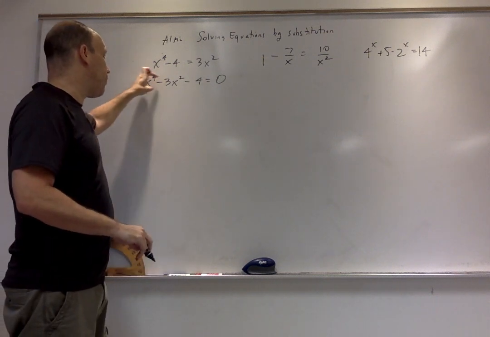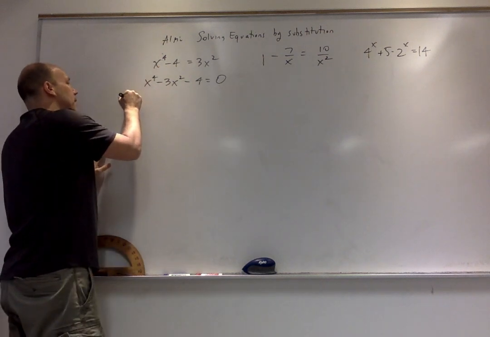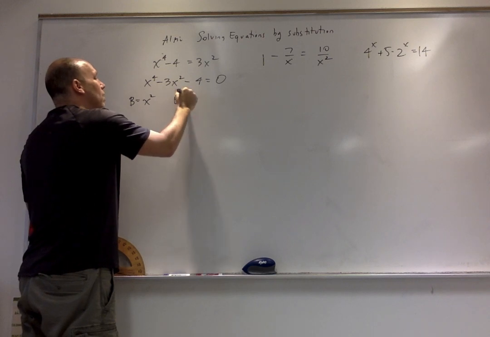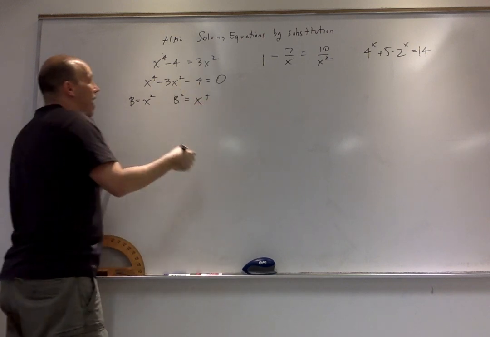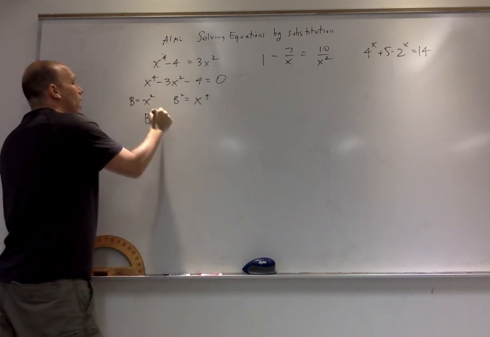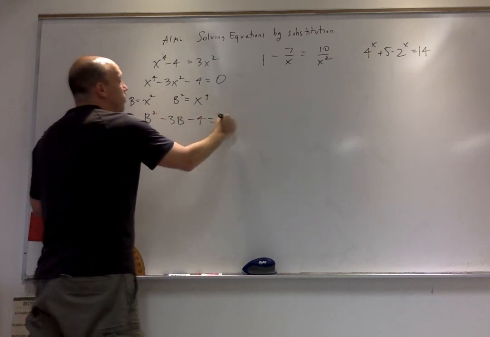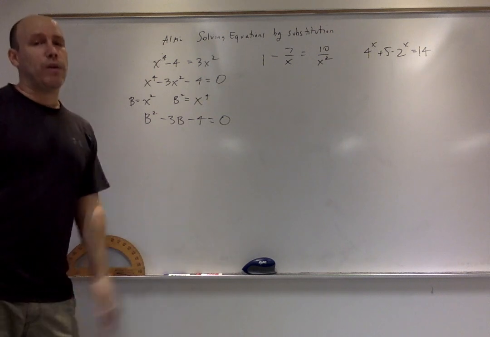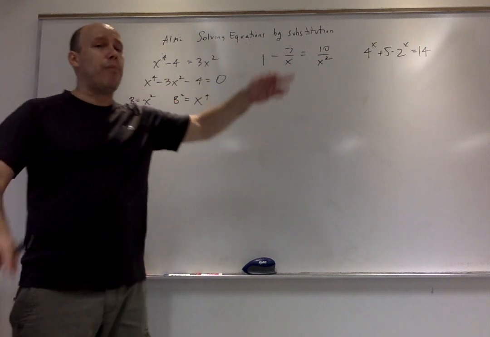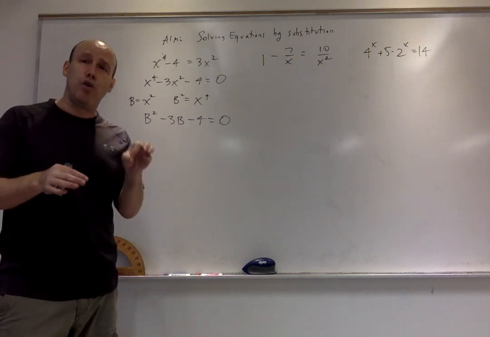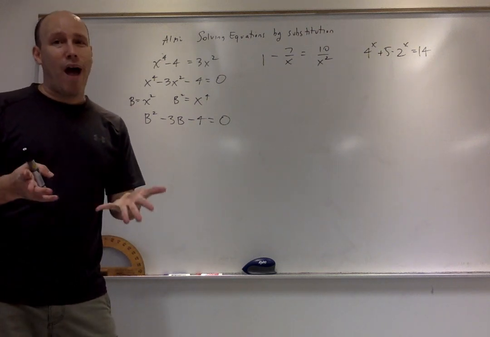So instead of x to the fourth and x squared, we're going to let b equal x squared. That means b squared equals x to the fourth. And then we have b squared minus 3b minus 4 equals 0, and you sigh a breath of relief. We're going to see in these next examples, it's the same structure. If I make a small substitution, I can make it look like a quadratic.